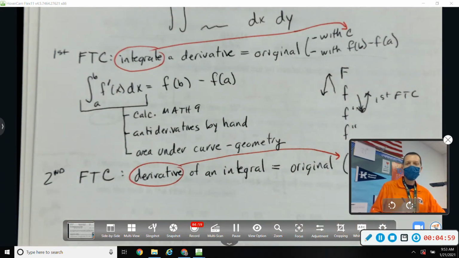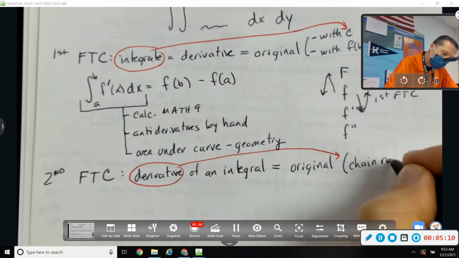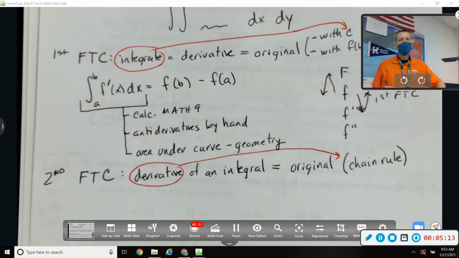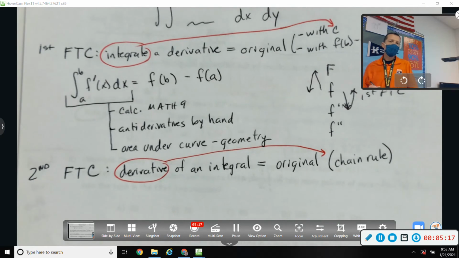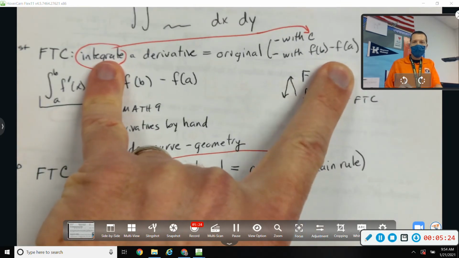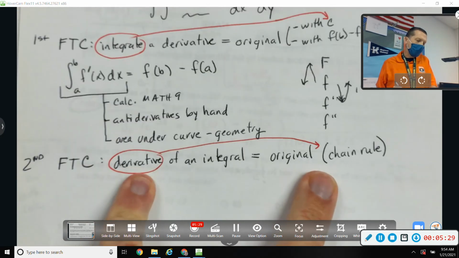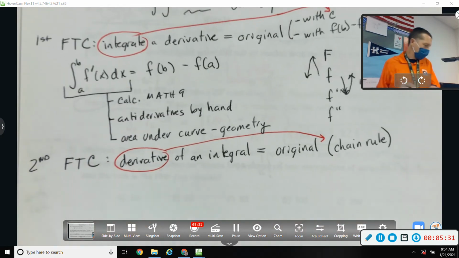my face is hiding it now. It was why we have this Tootsie Roll pops up here the whole time, so that you won't forget to do the chain rule. So just like when you integrate, the big thing is don't forget plus c, or make sure you get your upper and lower limits right. The big thing with second fundamental theorem, taking a derivative, is don't forget the chain rule.